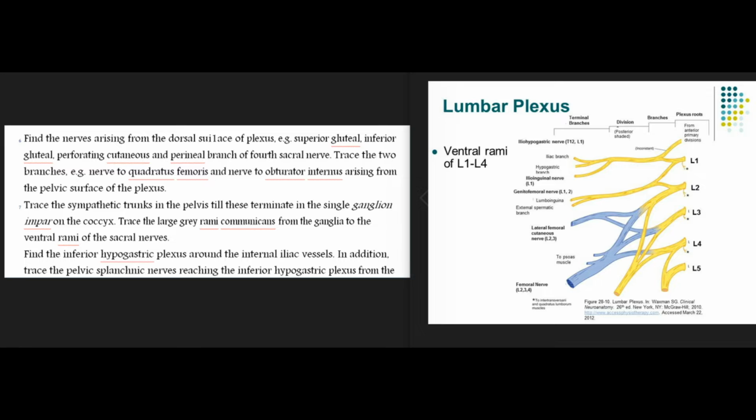Trace the 2 branches, e.g. nerve to quadratus femoris and nerve to obturator internus, arising from the pelvic surface of the plexus. 7.